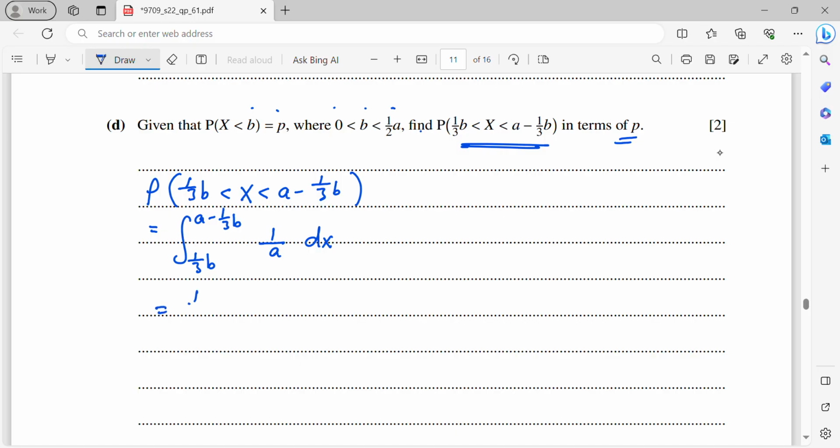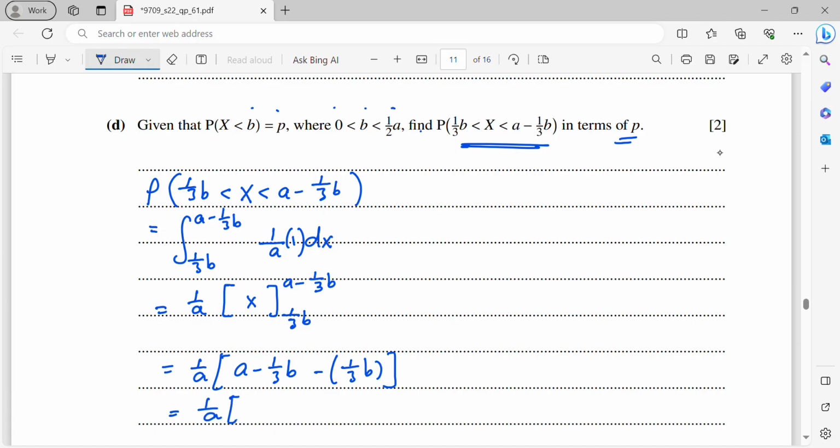So now I will factorize the 1 over a and integrate 1. Okay, this is basically 1 after you have factorized the 1 over a. So integrate 1 is basically x. Then now just need to replace the x by the two limits. So firstly, upper limit a minus 1 over 3b, then minus lower limit 1 over 3b. So now I will get 1 over a times a minus 1 over 3b minus 1 over 3b, it will be minus 2 over 3b.